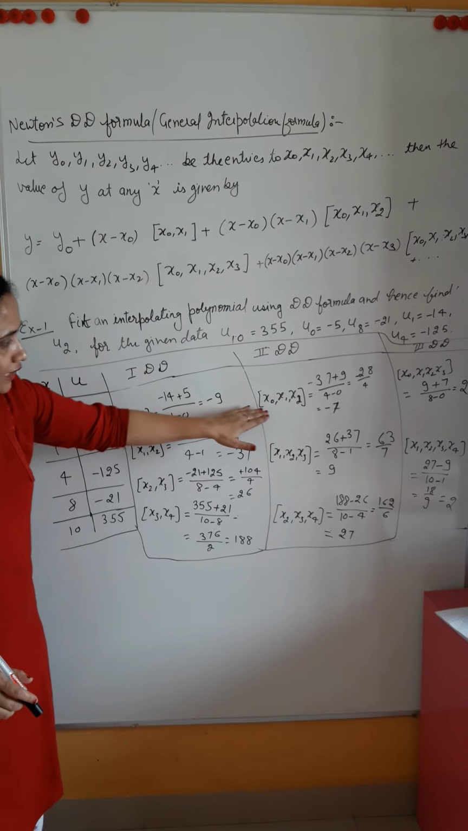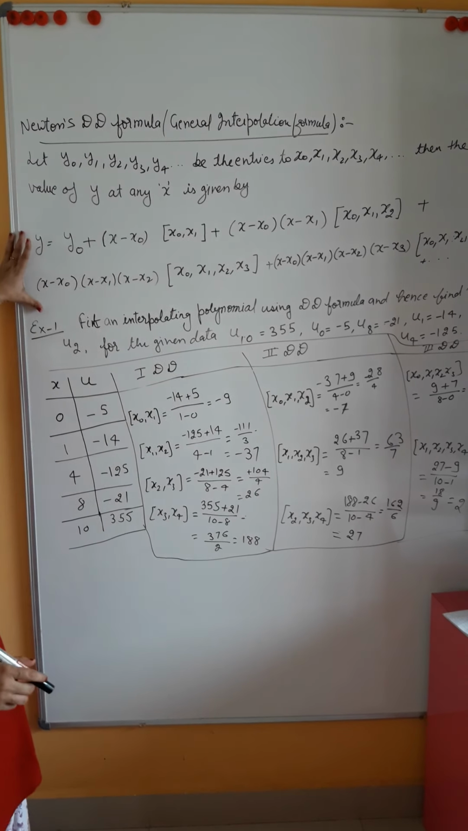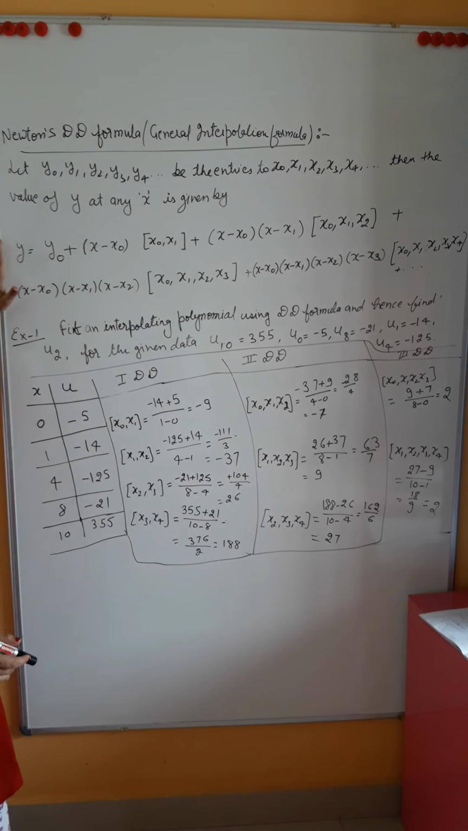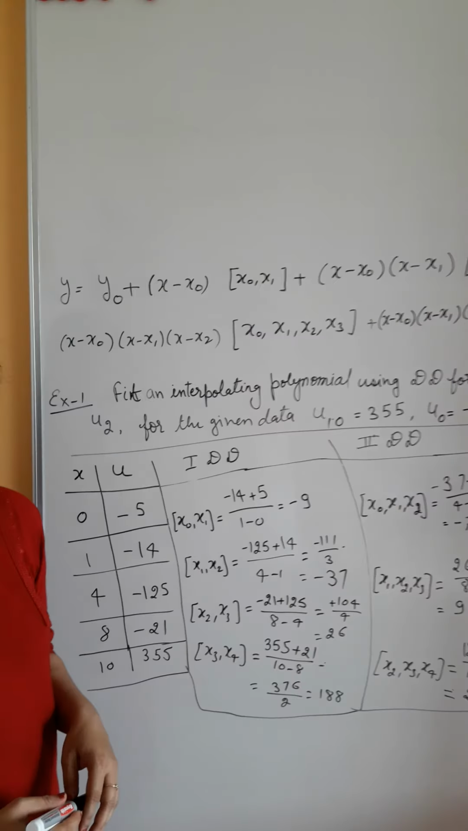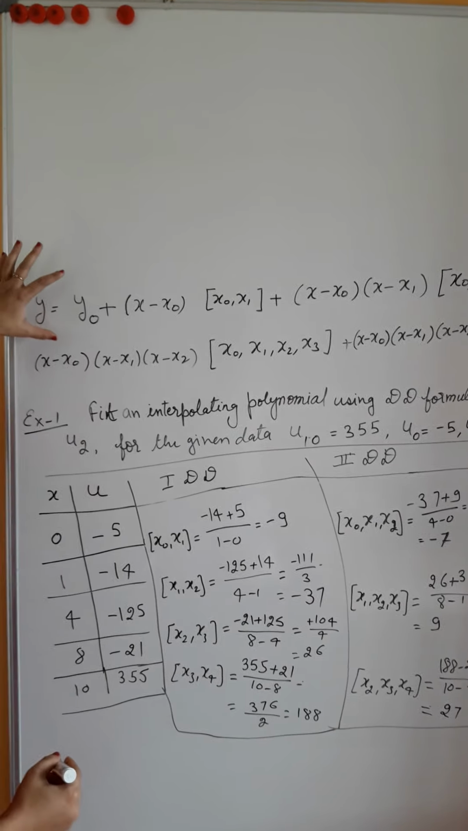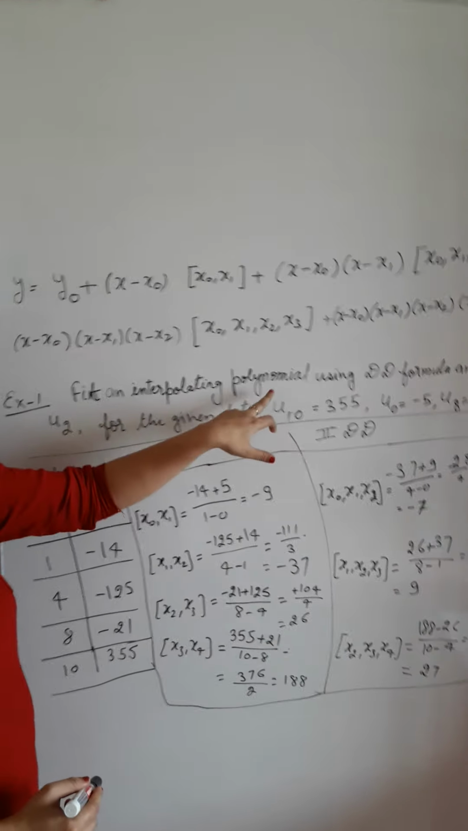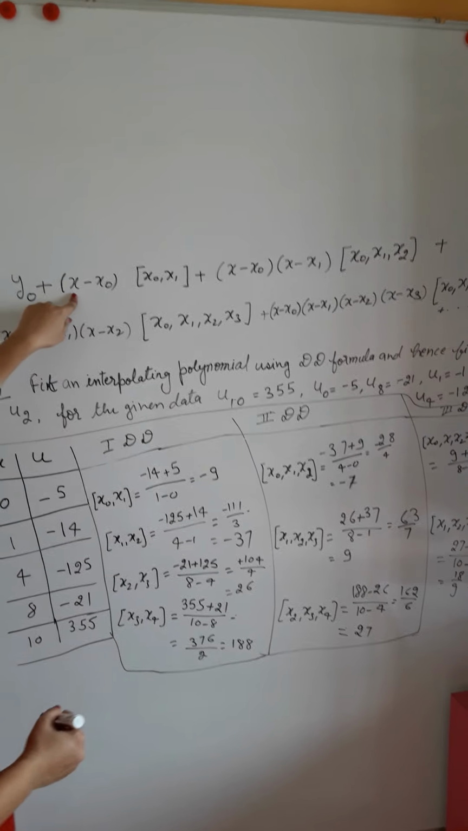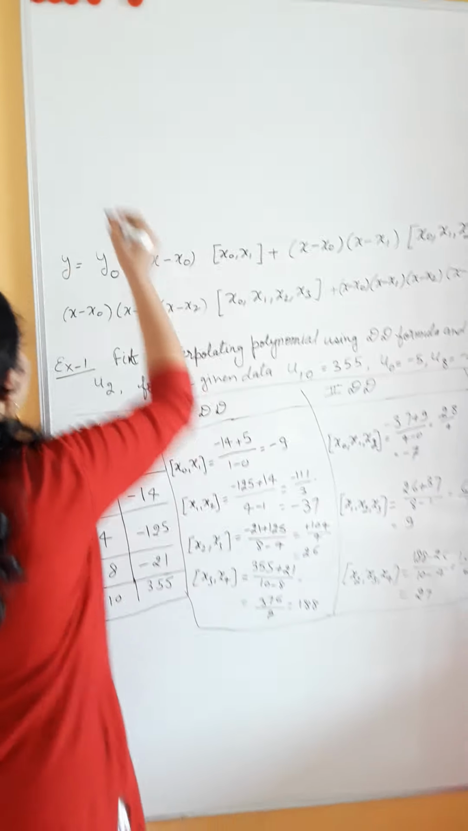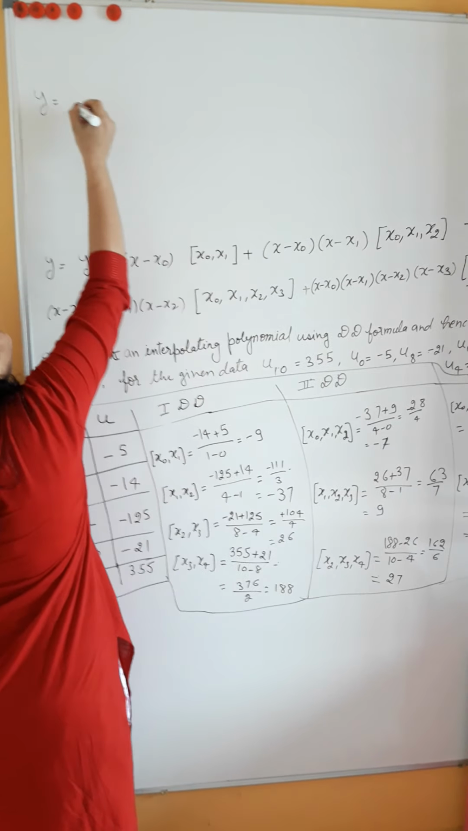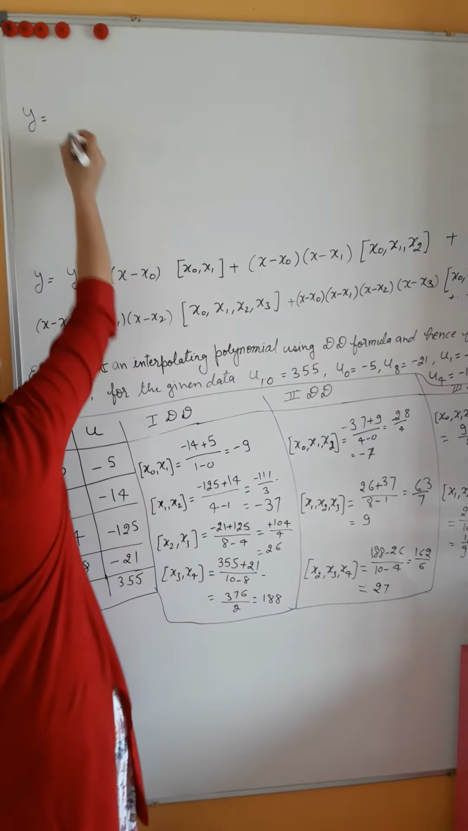Now we have calculated these values. Now we have to substitute in the formula and we can find the polynomial. So let's first find the polynomial. So we have calculated the table. Now we have to first find the interpolating polynomial. So we should not substitute the value of x. We will substitute the remaining values. So y is equal to y naught. What is y naught? Minus 5.